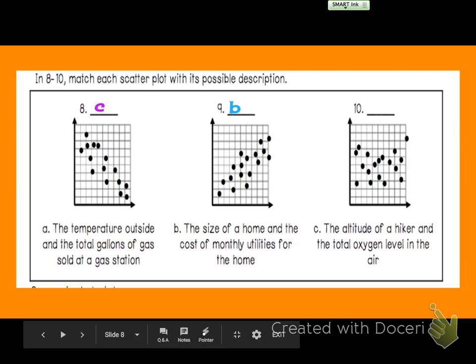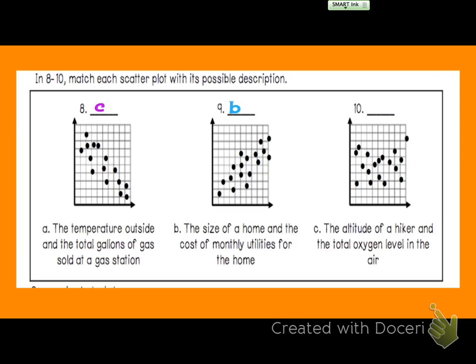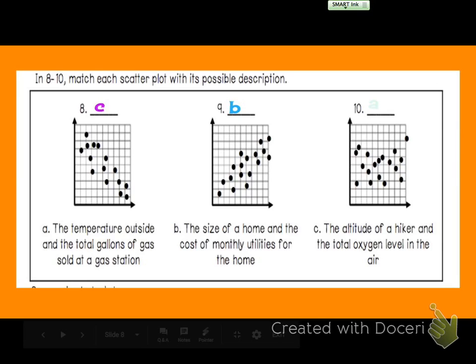And then A is the temperature outside and the total gallons of gas sold at a gas station. So I don't think that if I need gas, I'm going to let the temperature outside determine whether I get gas or not, right? I probably don't want to get gas if it's 26 degrees outside. But if I have no gas and I got to go someplace, I'm going to get it anyway, right? So 10 would be A, because it's no association.